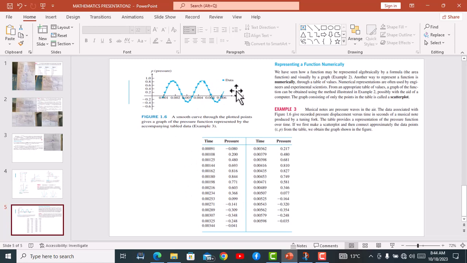For example, there. All right, musical notes are pressure waves. Okay, we are not interested in that.